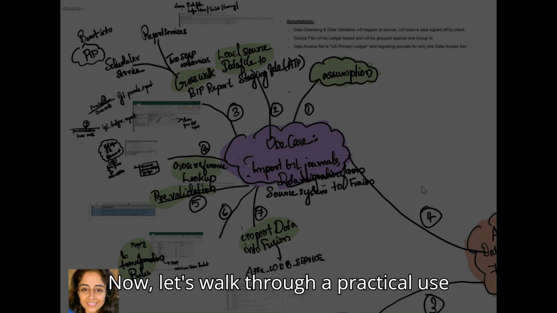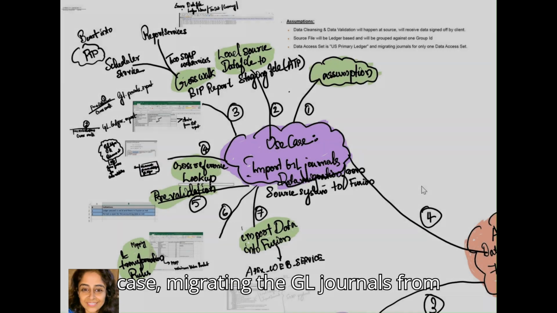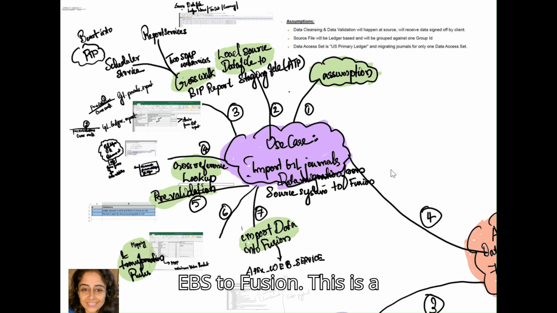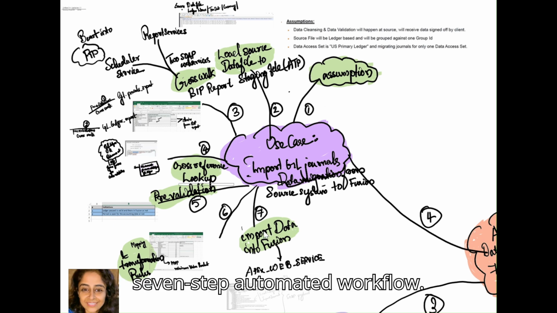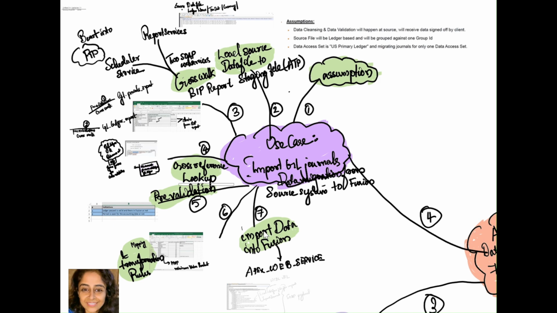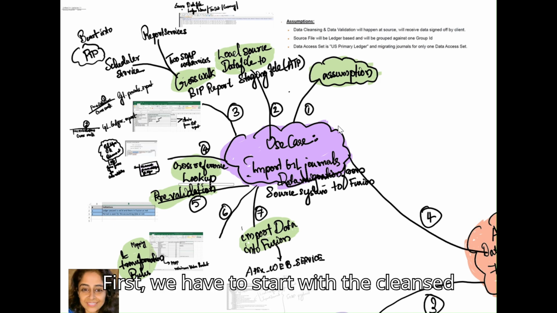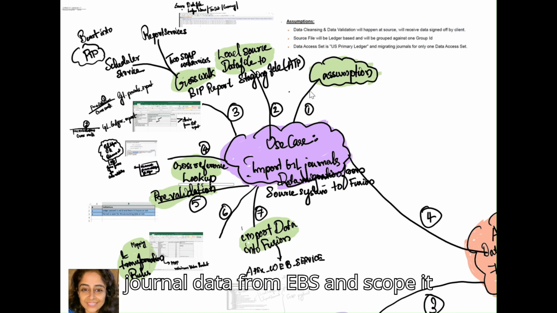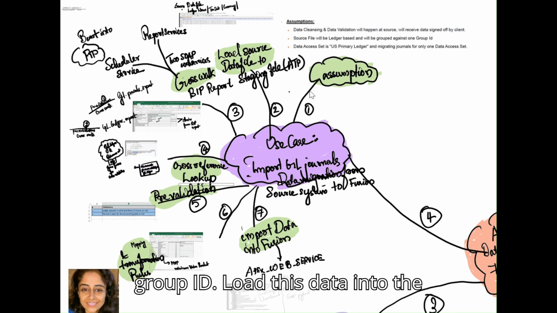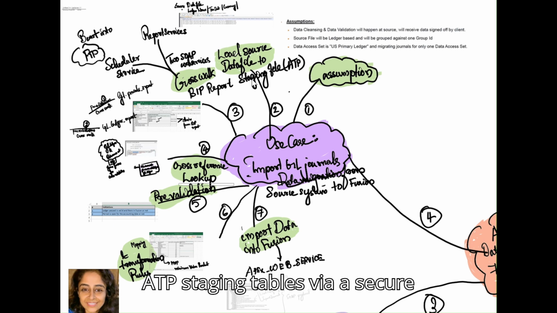Now, let's walk through a practical use case, migrating the GL journals from EBS to Fusion. This is a 7-step automated workflow. First, we start with the cleansed journal data from EBS and scope it to a single data access set and one group ID. Load this data into the ATP staging tables via a secure connection.